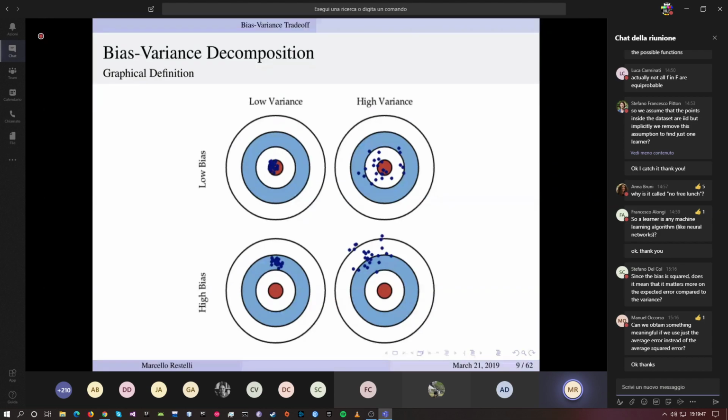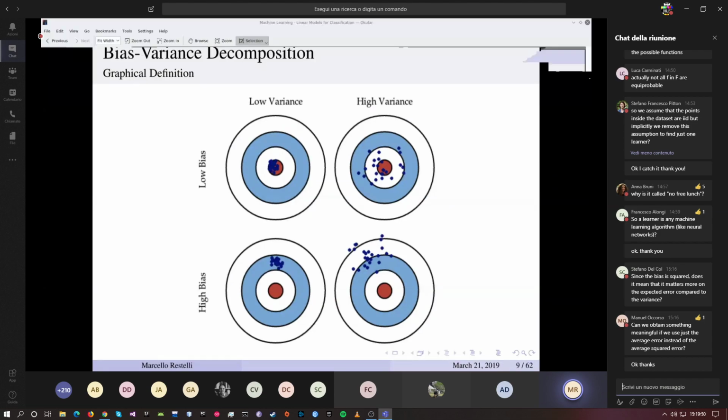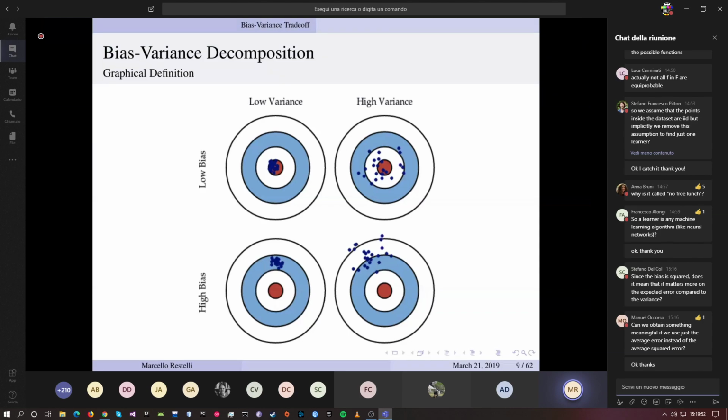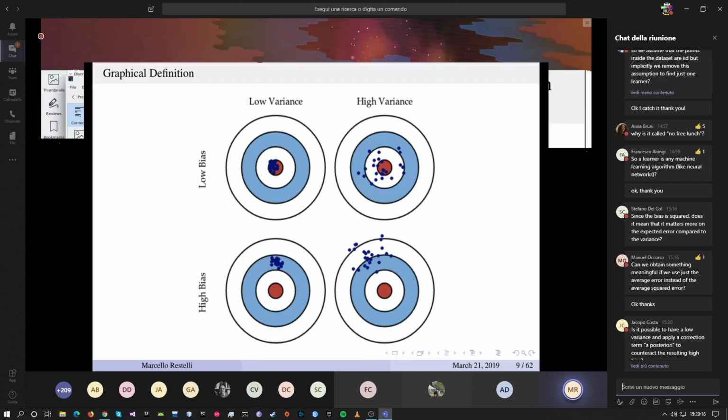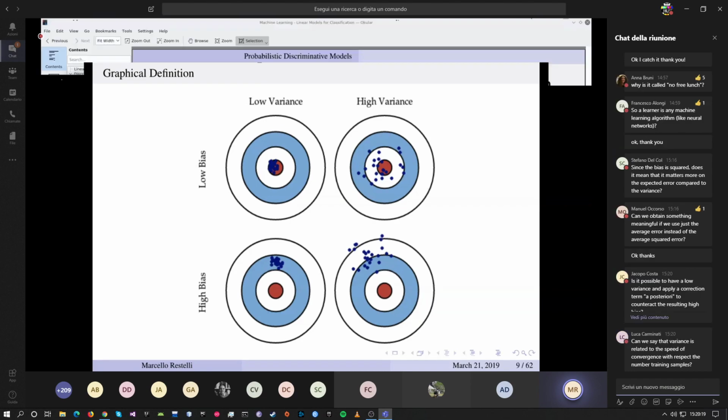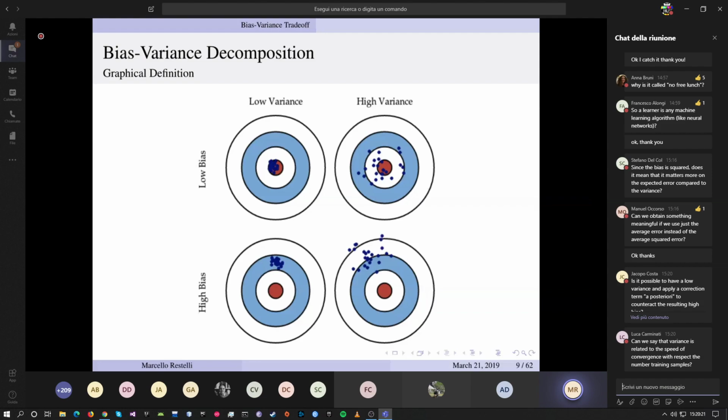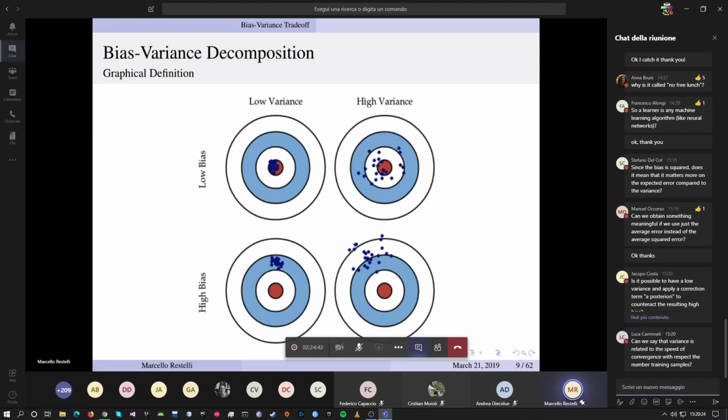And so this is the case in which you are using a model that is too simple, because even if I change the dataset for training, I get more or less the same solution, but the solution is wrong because it's too simple. The model is not able to describe the phenomenon behind the data, and so you need to move. Unfortunately, if you try to move this cloud of points toward the bullseye, they will start to spread, as in the top right picture. So you have to try the compromise: try to move them toward the red target, hoping not to increase the variance too much.